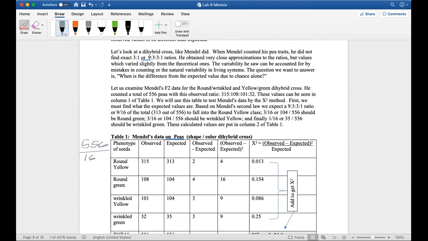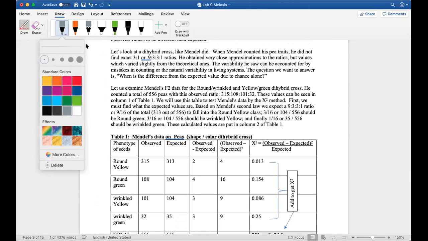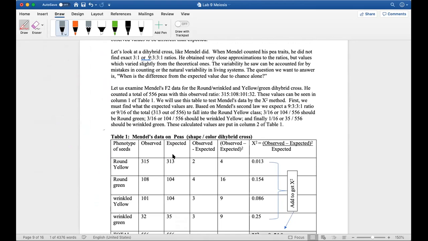Now, the reason I showed you that dihybrid cross earlier is it's going to come into play right now. Let's pretend that we are Gregor Mendel and we went out into our garden and looked at our pea plants, and we expected a 9 to 3 to 3 to 1 ratio. If our peas are behaving according to what we expect, we should find a ratio of 9 to 3 to 3 to 1, okay?